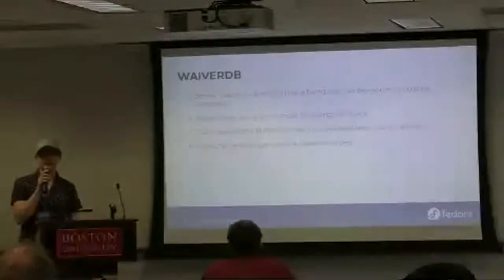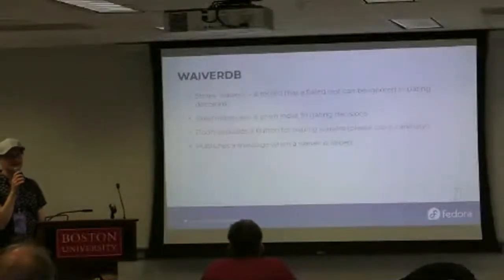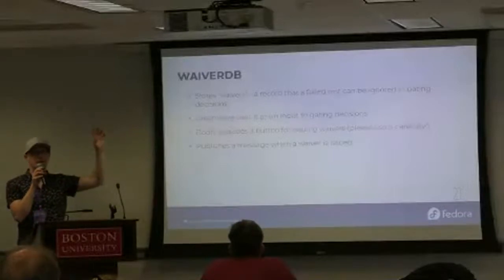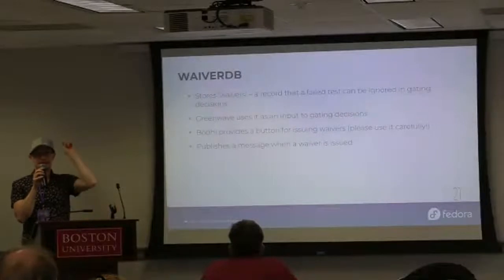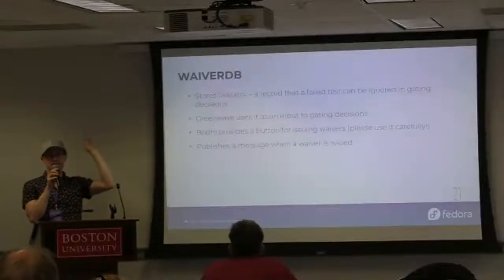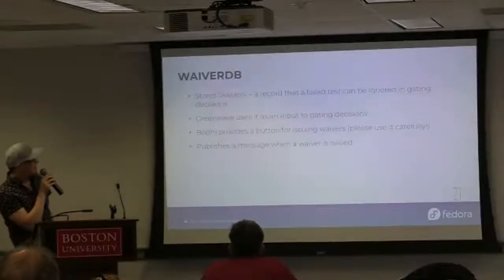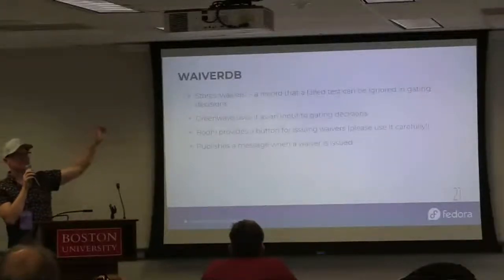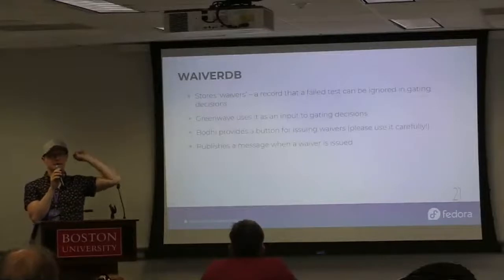WaiverDB is the thing that handles the button that says ignore these results. It's a similarly tiny microservice thing, and it just stores a list of waivers. And a waiver is basically a record that says this test result for this update was bogus, ignore it. And Greenwave uses it as an input to the gate decision. So when Greenwave is deciding if something's gated, it checks for the waivers.